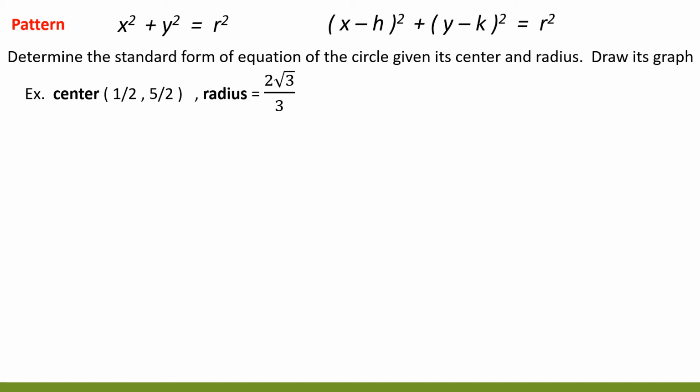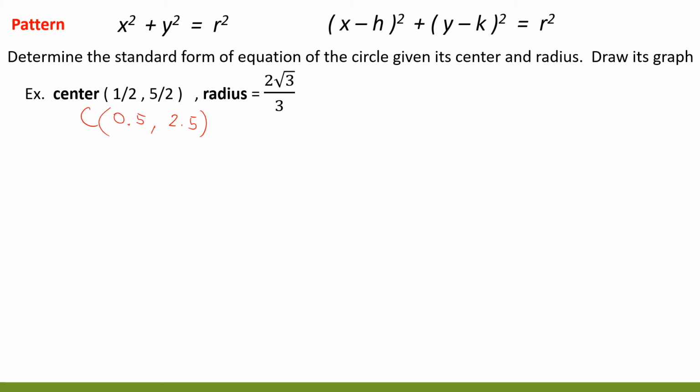Since the given center is what? 1/2 and 5 over 2, let's convert it to decimal. That means 1 divided by 2 is 0.5. While 5 divided by 2 is 2.5. So this will become our center.